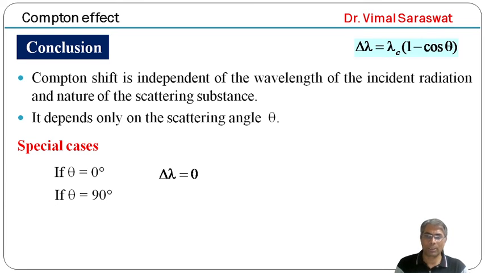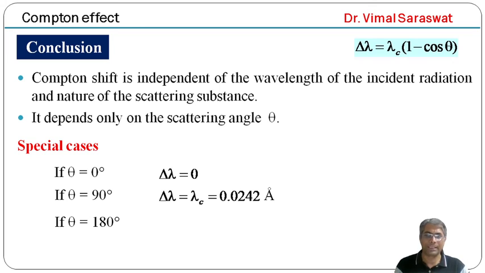If theta equal to 90 degree, then cos 90 equal to 0. So delta lambda equal to lambda c. It means in this case, Compton shift will be equal to the Compton wavelength. So delta lambda equal to lambda c, and lambda c equal to 0.0242 angstrom. So delta lambda equal to 0.0242 angstrom.